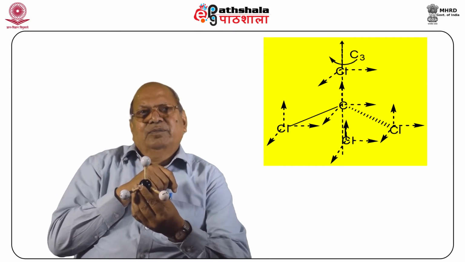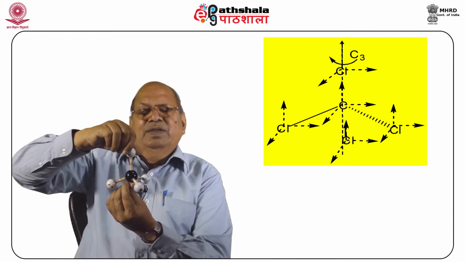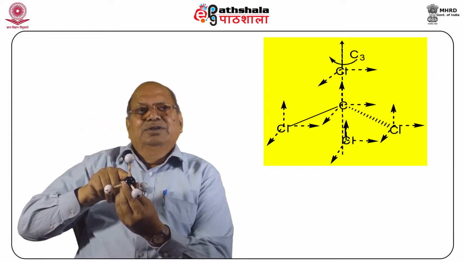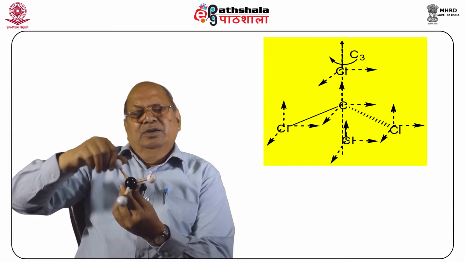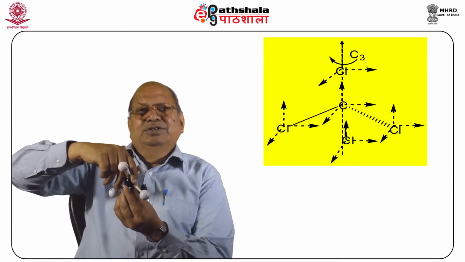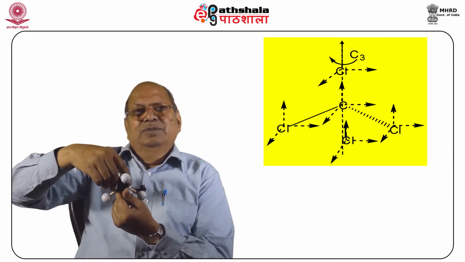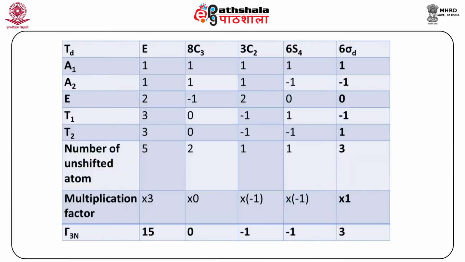And now I will see how atoms are shifted. If I perform the C3 operation on this molecule like this, how many atoms are shifted? Only these and these are shifted, this and this do not shift. So if I carry out the C3 operation, only 2 atoms are not shifted. Now if I carry out the C2 operation like this, how many atoms are not shifted? Only 1 atom is not shifted. These and these are interchanged. So like this, I can study the effect of symmetry operations on this molecule. Now let us see the effect of various symmetry operations of the CCl4 molecule on these 15 Cartesian coordinates.